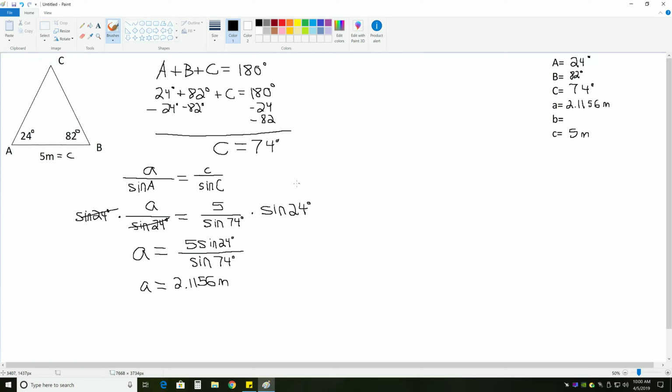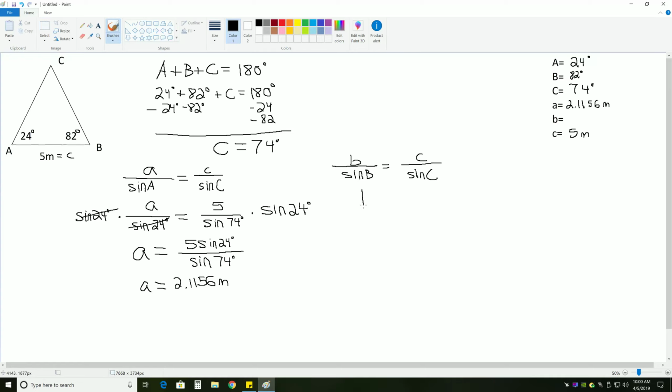in our final answer. And now we want to go back and find side B. And we're going to do this the exact same way we just found side A. We're going to set B over sine of B equal to C over sine of C. And we're using C over sine of C again, even though we could use A over sine of A, because C over sine of C introduces less rounding error. We had to round side A, we did not have to round angle C.